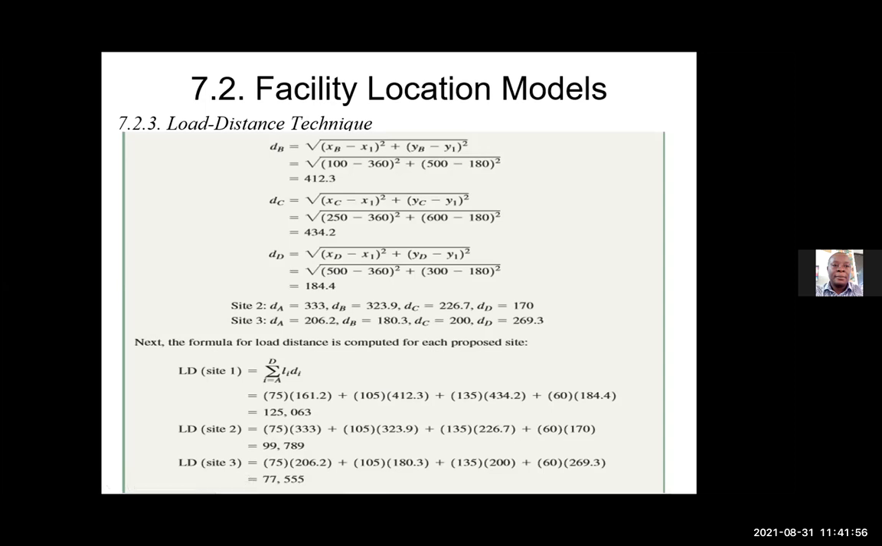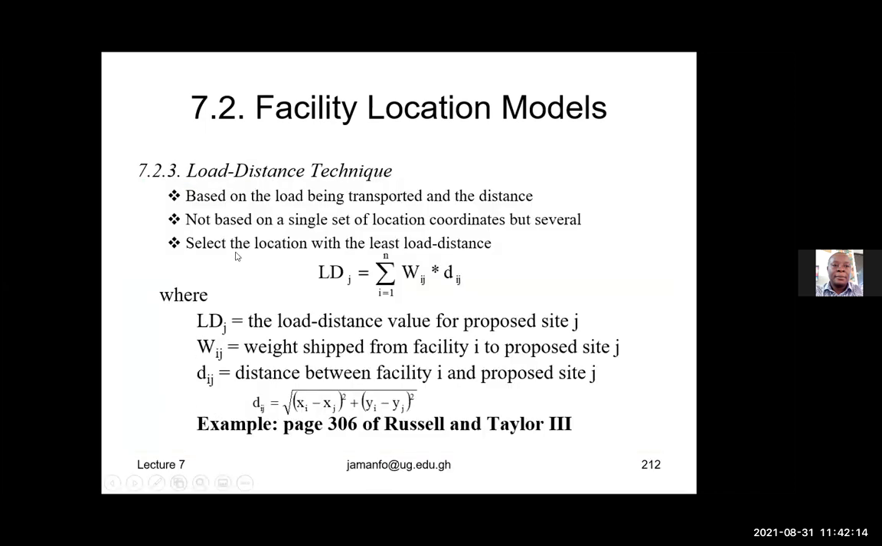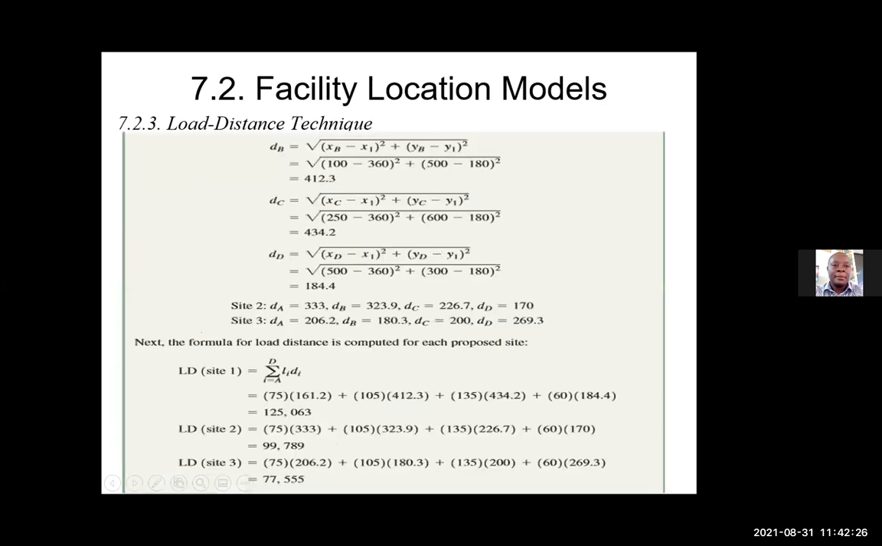The load distance, we do it side by side for the new proposed sites. Remember our proposed sites are three. So we'll do the load distance for site 1, site 2, and site 3. And the rule says that we select the location with the least load distance. So let's move back. How do we calculate the load distance for site 1? The load from A, which is supplier A, is 175.